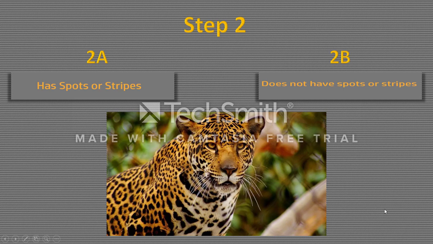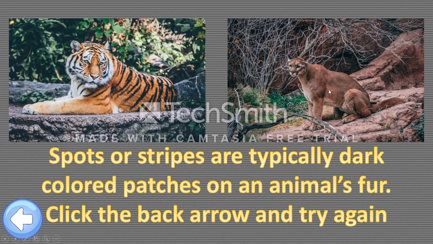Step 2 asks us whether this animal has spots or stripes, or if it does not have spots or stripes. If we're unsure what that means, let's click that it does not have spots or stripes, and we're brought to this screen. Spots or stripes are typically dark colored patches on an animal's fur. You'll see in this picture, the animal does have dark patches, and in this picture, the animal does not. Let's click the back arrow and look at our picture again.